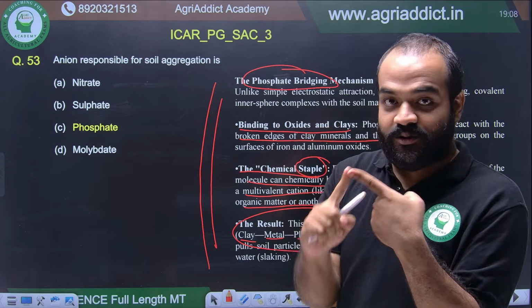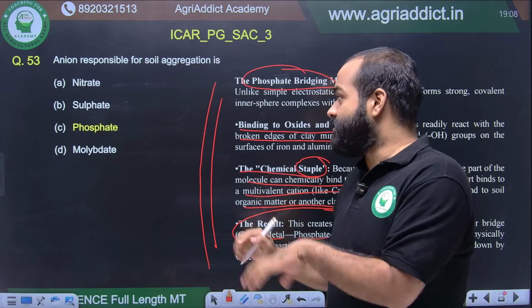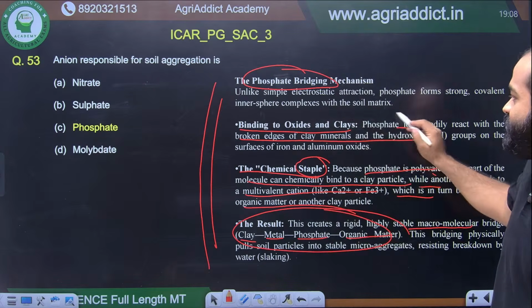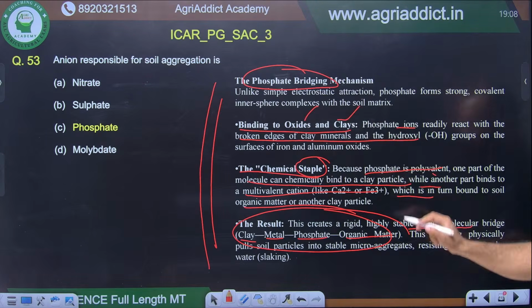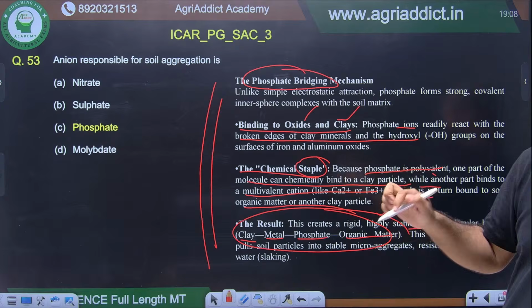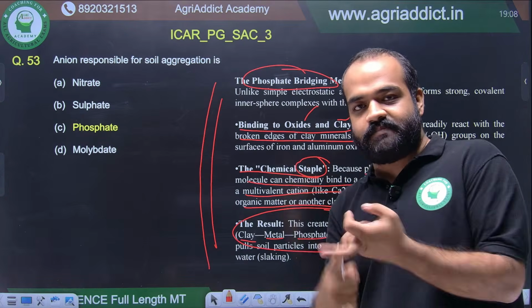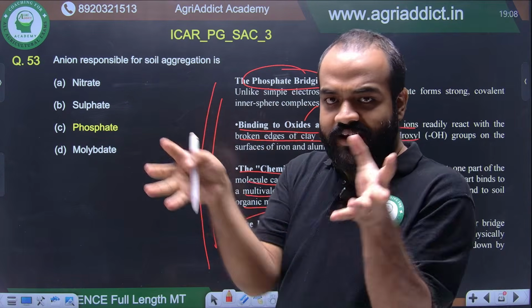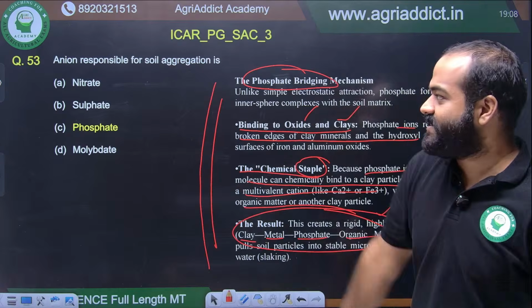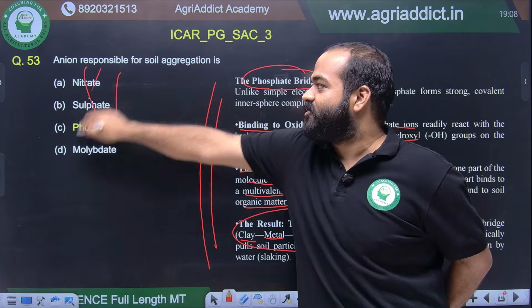And since it is polyvalent, तो ligand exchange होने के बाद भी it has the scope of binding to other oxides and clays and other metals also. So जितना ज़्यादा binding होगा organic matter के साथ, metal के साथ, oxide के साथ, it will aggregate. Definitely, it will aggregate. Nitrate or sulfate तो no chance, no.